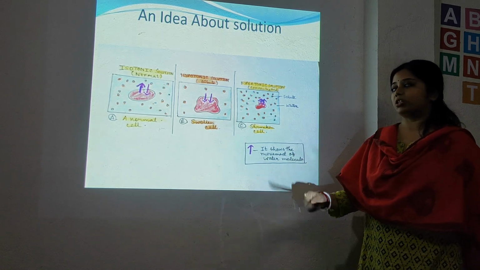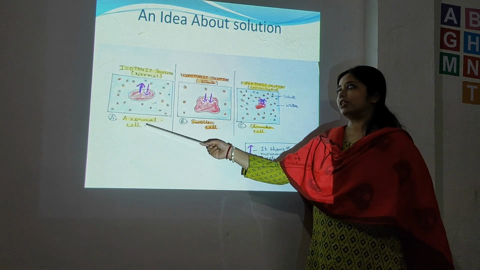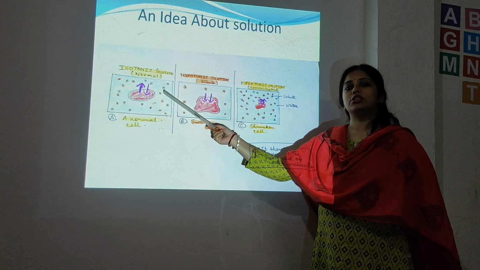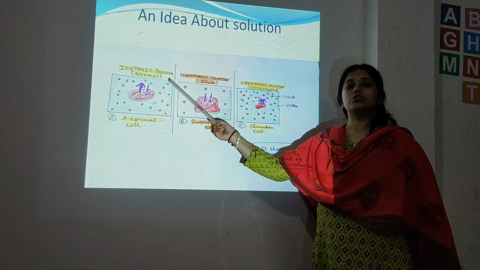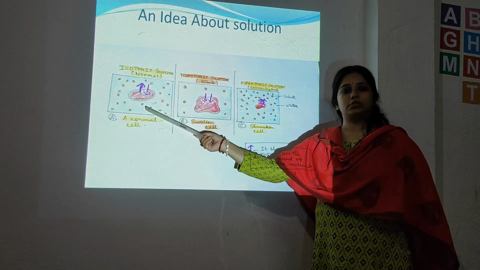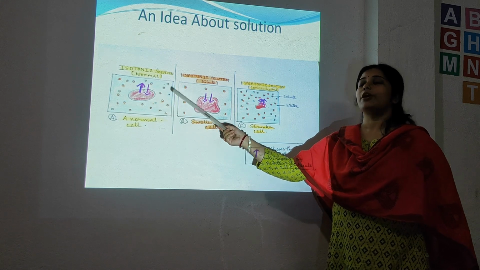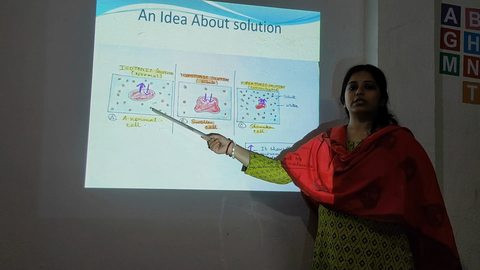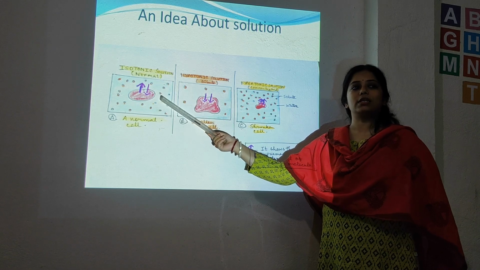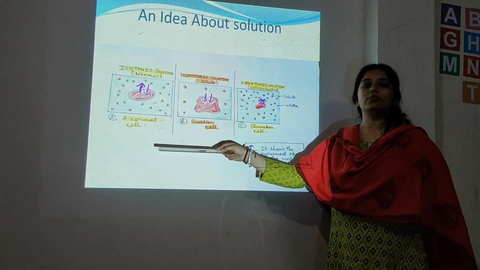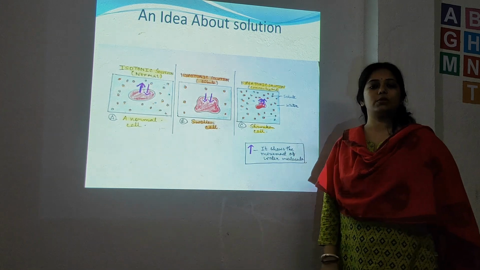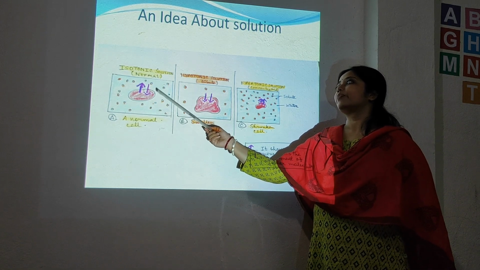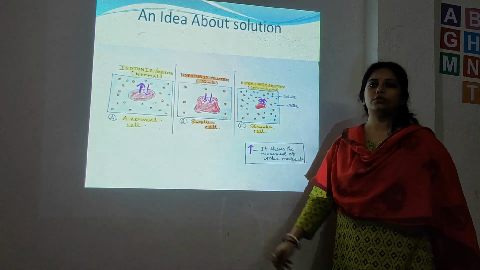Again I am repeating it. If we keep a normal cell in such a solution where the solute concentration of the solution is equal to the solute concentration of the cell sap, then there is no net movement of the water molecules inside and outside of the cell. This type of solution is then called the isotonic solution.